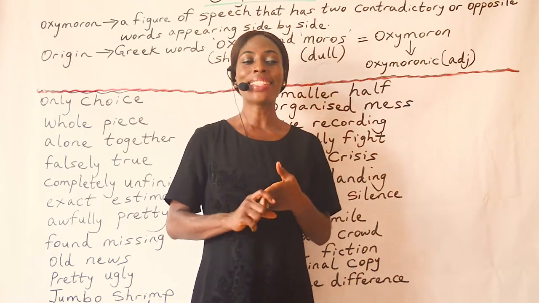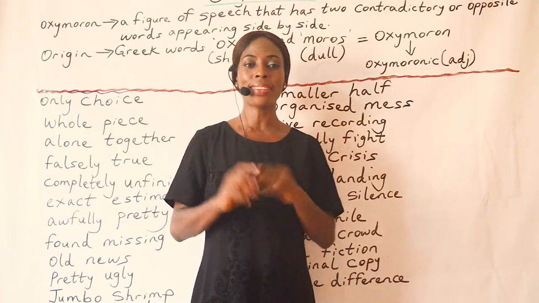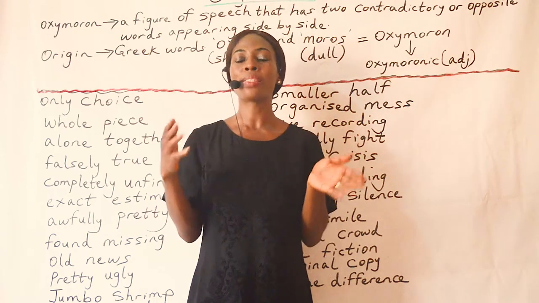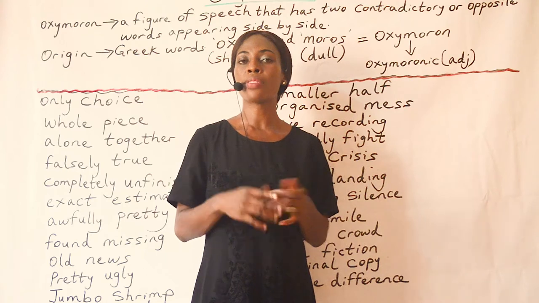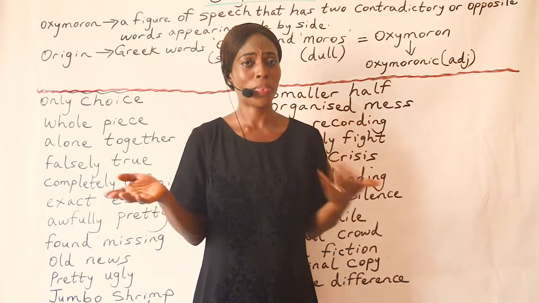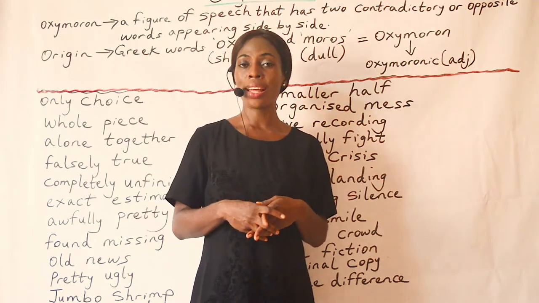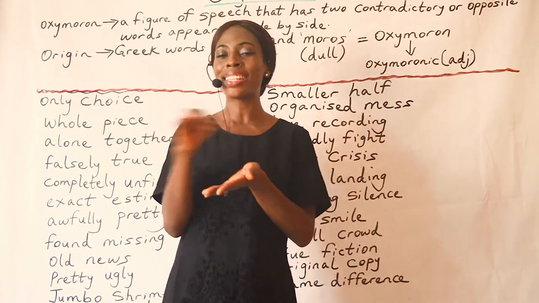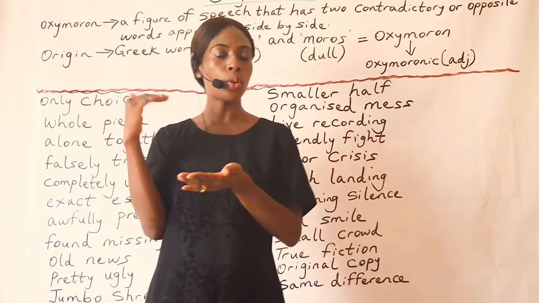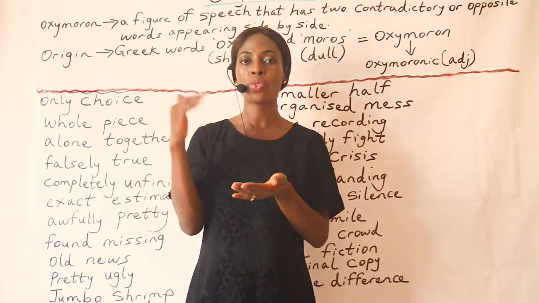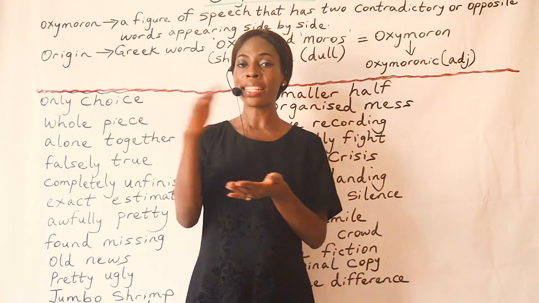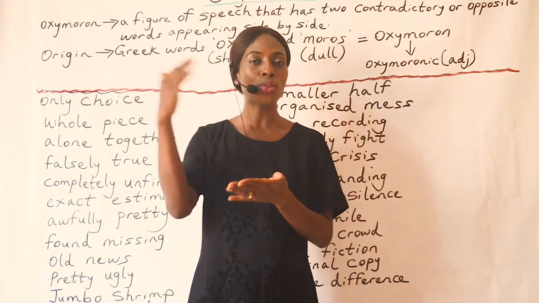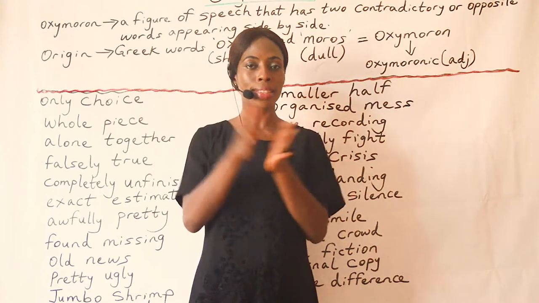Another sentence is, it is considered a false truth that a broken mirror means bad luck. Is it false or true? So false truth in the sentence is an oxymoron. If you are asked to identify it, it is false truth, which contradicts opposites in a sentence.